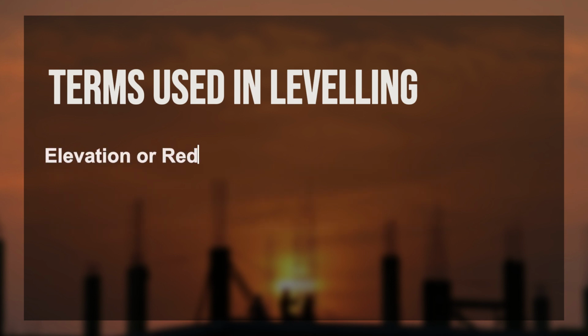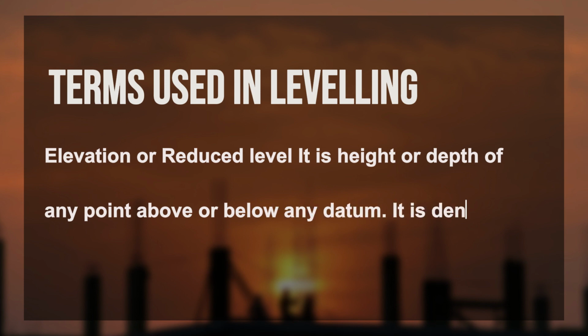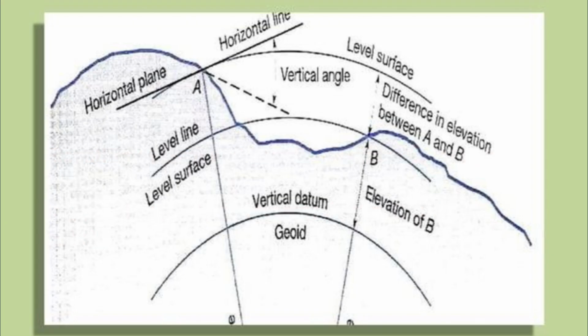The elevation or reduced level. In leveling, the elevation of a point is termed the reduced level. It is the height or depth of any point above or below the datum. It is denoted by RL, reduced level. This is a figure that will be explained.